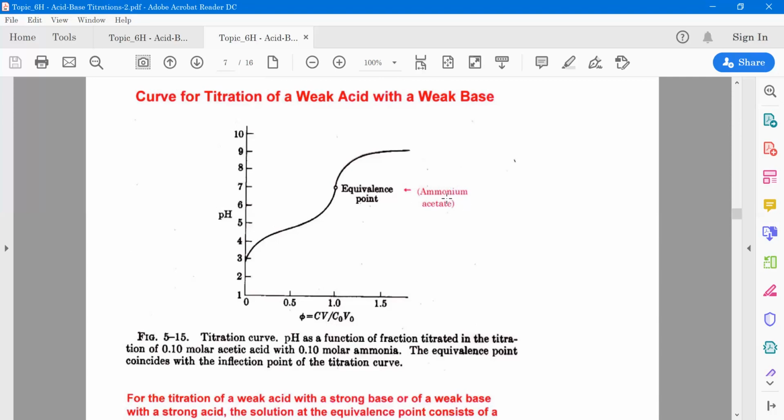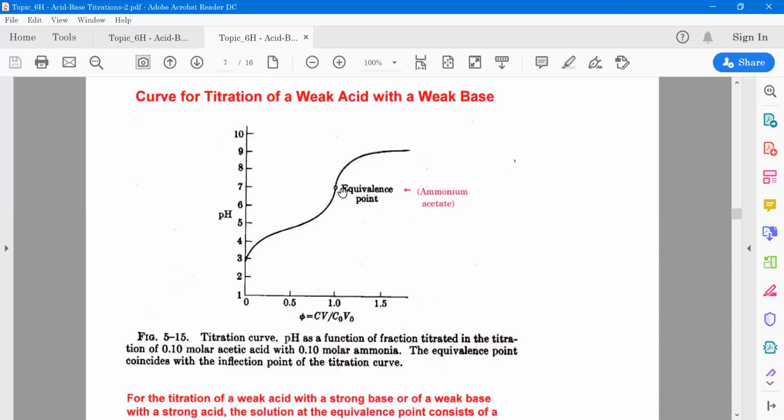Now, why do I call this a buffer? Because the buffers we talked about previously consisted of a weak acid with its conjugate base, or a weak base with its conjugate acid, where in fact the two conjugates are chemically related to each other, but they don't have to be. In this case, we have a weak acid, ammonium, which can act as an acid and donate a proton, and a weak base, acetate, which can accept a proton. And so indeed, this is a solution of a buffer.